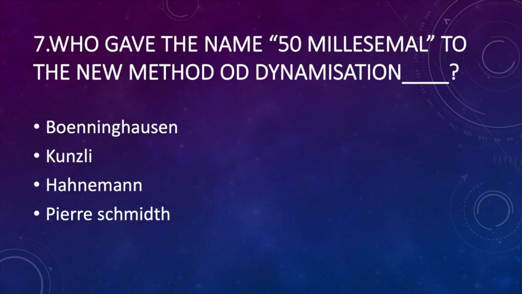Who gave the name 50 millesimal to the new method of dynamization? Option A, Boenninghausen; option B, Kunzli; option C, Dr. Samuel Hahnemann; option D, Pierre Schmidt. Answer option D, Pierre Schmidt.